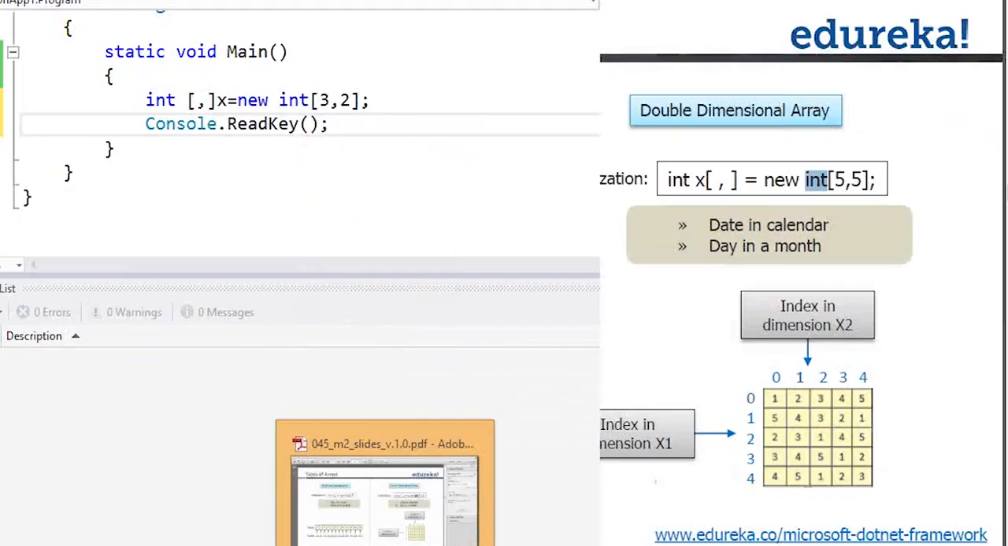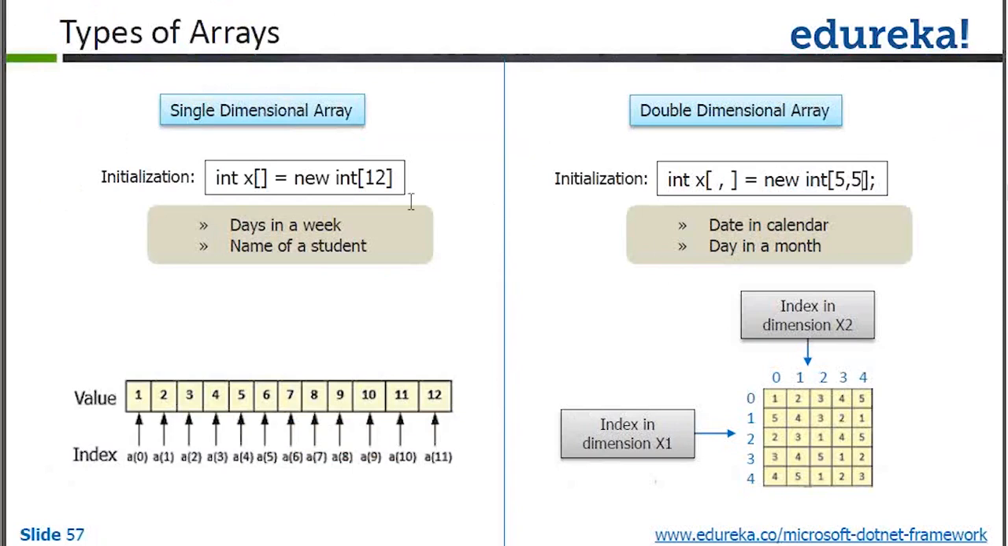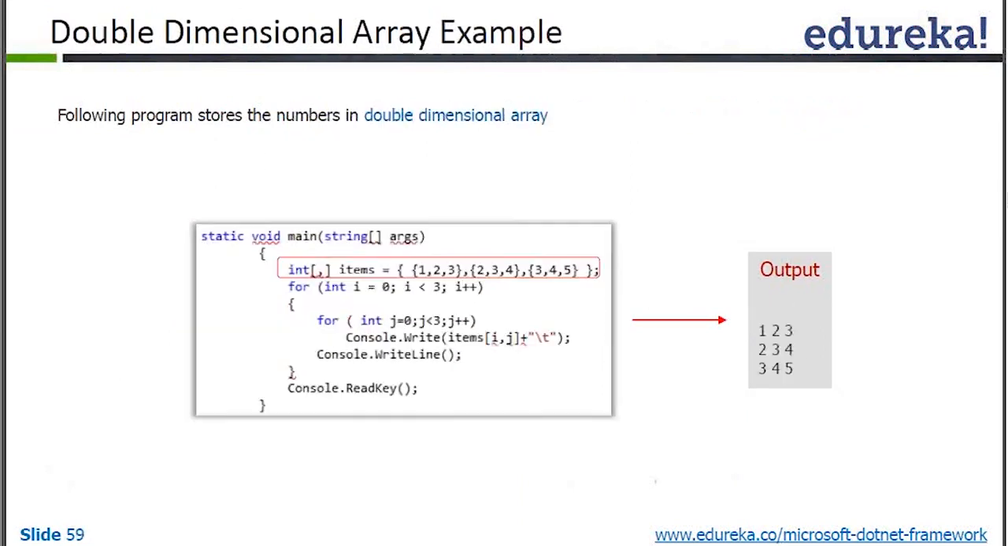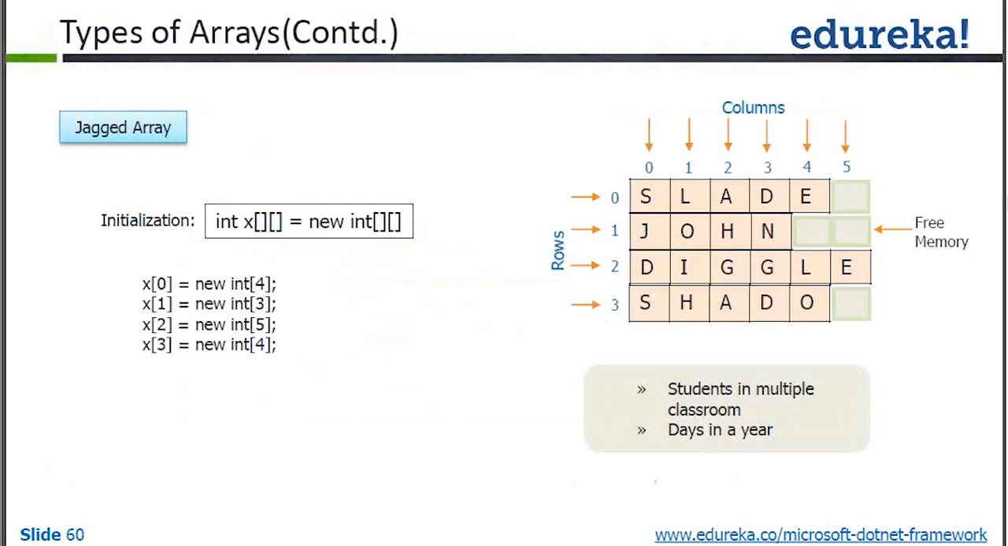It was clearly explained over here. You are supposed to use a double dimensional array. Okay, so here: days in a week, name of a student, etc. Days in a calendar month. Okay, days in a month, etc. So this is a double dimensional array. Then coming to the third category. Single dimensional array can be used for strings also. You can use the strings here. In a double dimensional array, you will be using this: integer items is equal to, in the curly braces, I can initialize directly, or I can read it and display directly. Okay, and this is a jagged array.